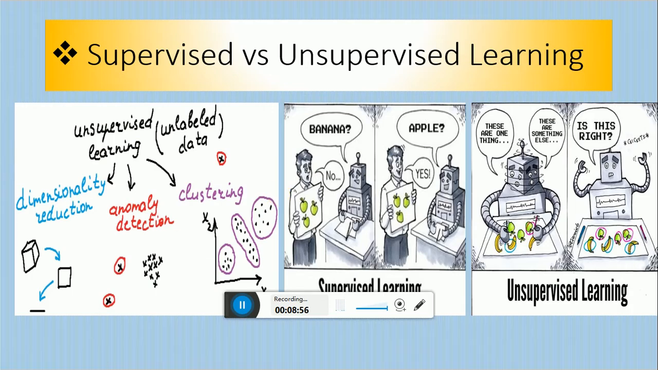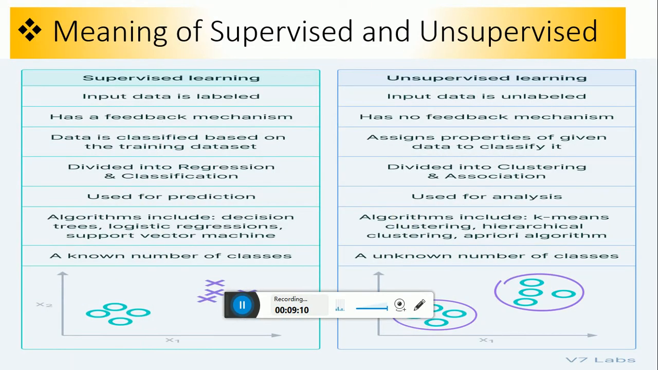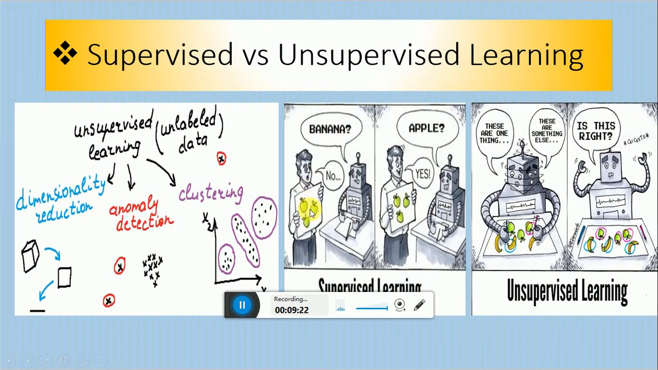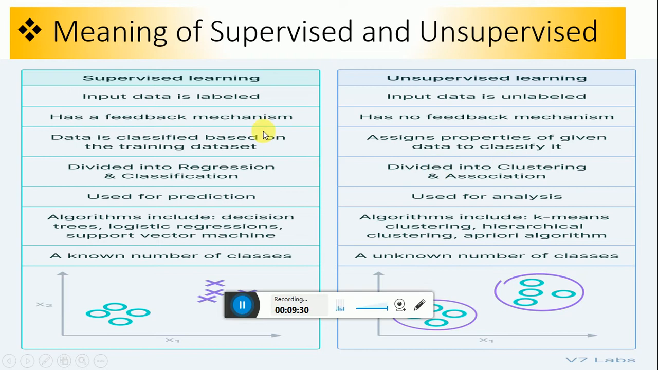Supervised versus unsupervised learning, we saw in the figures. Supervised learning is labeled data, and unsupervised is unlabeled data. This is the figure, and the meaning of supervised versus unsupervised is very useful for you. In supervised, the input data is labeled, and in unsupervised the input data is unlabeled. We saw in the figures that apples and bananas are labeled data. Supervised learning has a feedback mechanism, and unsupervised has no feedback mechanism.